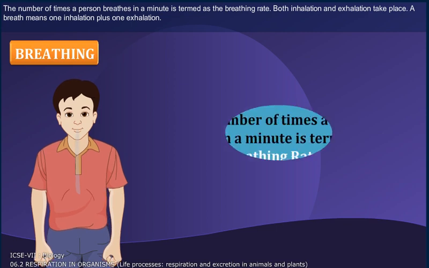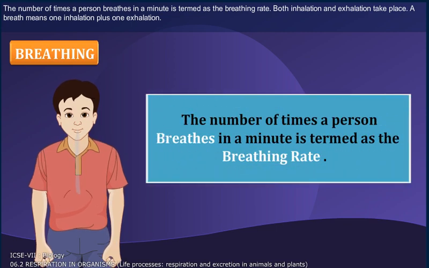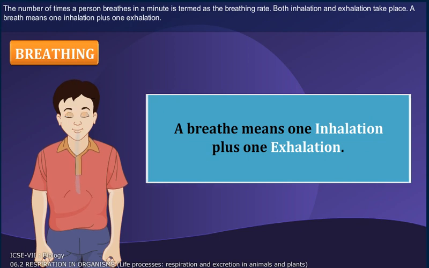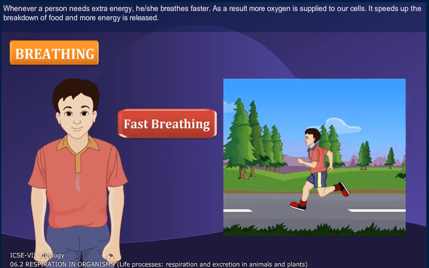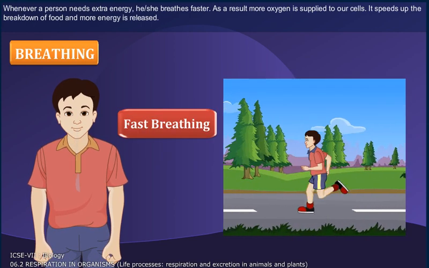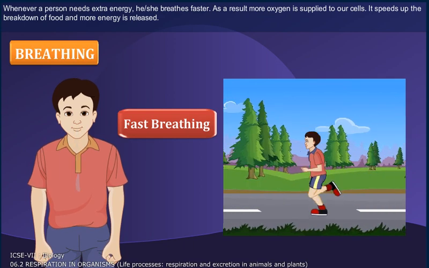The number of times a person breathes in a minute is termed as the breathing rate. Both inhalation and exhalation take place. A breath means one inhalation plus one exhalation. Whenever a person needs extra energy, he or she breathes faster. As a result, more oxygen is supplied to our cells. It speeds up the breakdown of food and more energy is released.